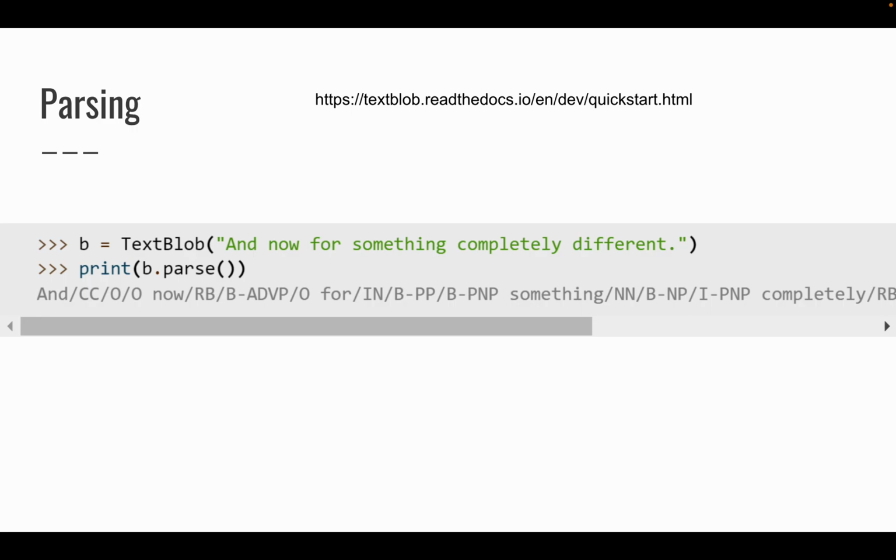Next, I'll be discussing parsing. In TextBlob, after creating a TextBlob object like so, you can call the parse method, which will parse the text and give you a bunch of useful information like part of speech for the words. It'll give you whether it's part of a prepositional noun phrase and a bunch of other details here.